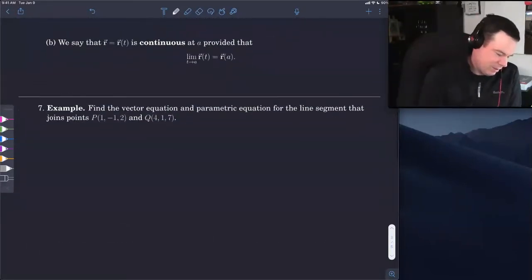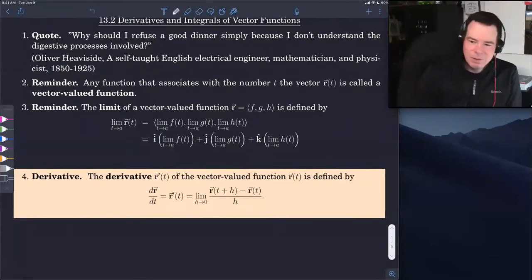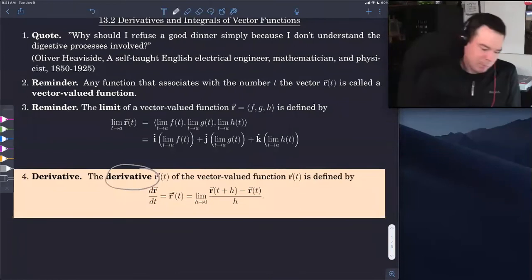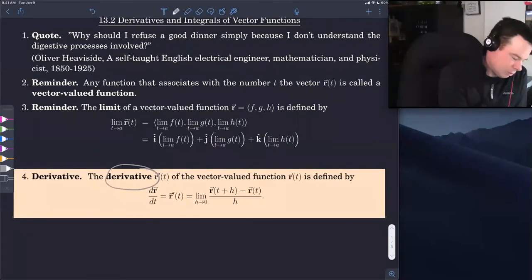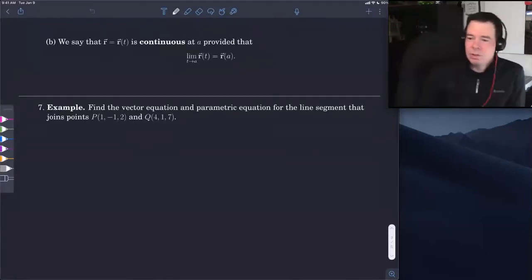Actually it's not in this section, it's the next section. The derivative. The derivative is defined by a limit, and so we need to know something about limits in order to work with derivatives. So that's a very quick answer to your question. If we want to do things with derivatives, we need to know limits.